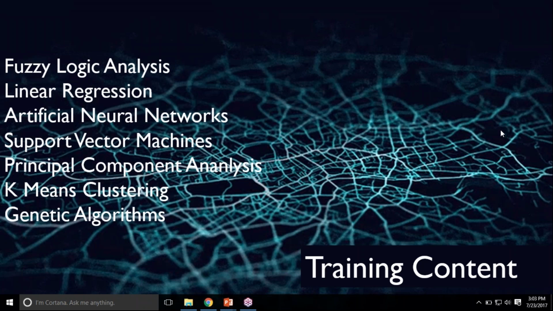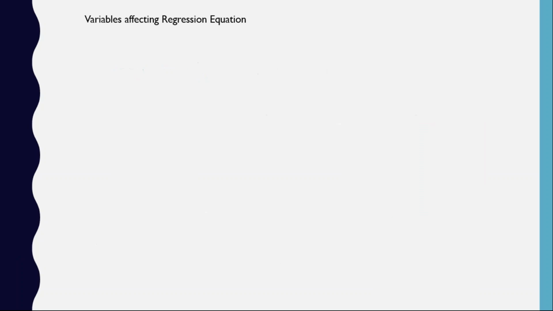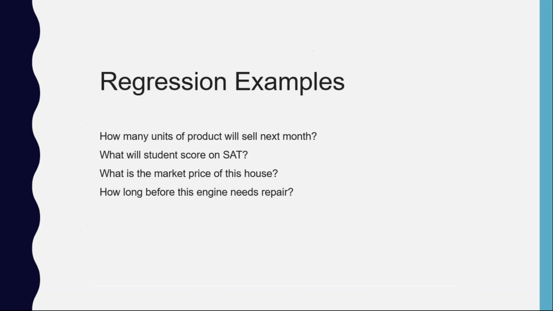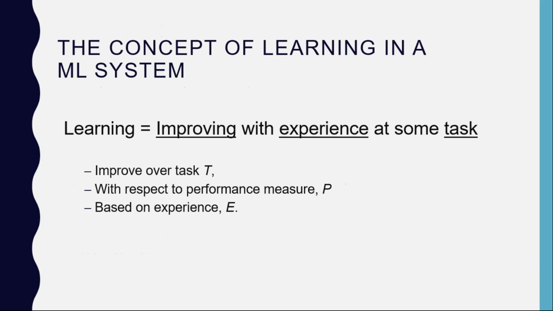Can you give an example? Yes, we have actually discussed a lot of examples, and we can discuss again. Today, in fact, every industry, whether it is mechanical, programming, non-programming, any kind of industry, is shifting towards AI. We have discussed a couple of general purpose applications of machine learning: voice recognition, handwriting recognition, spam filtering, player ranking in online games, vehicle stability systems, computer vision, data mining, web click data, medical records, diagnosis.